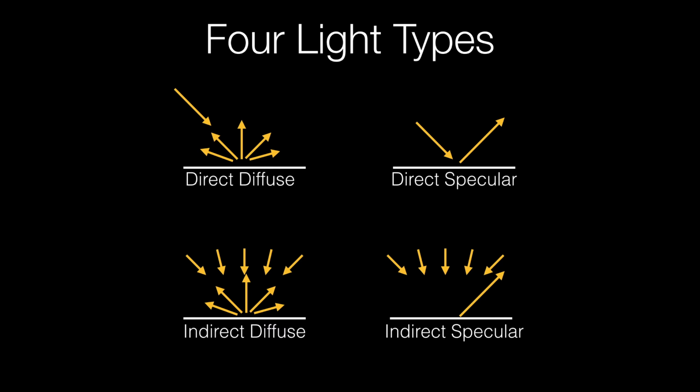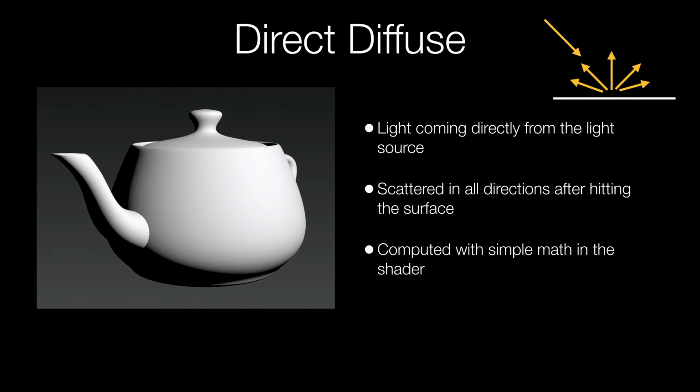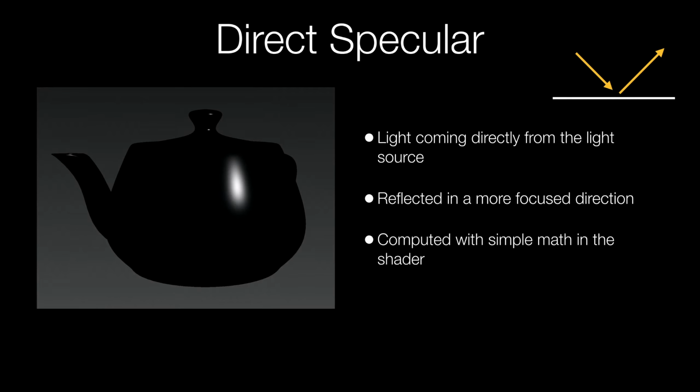Let's take a look at some example images. This is what direct diffuse looks like. It's the most simple light type that the engine calculates. Notice that the lighting is very broad across the surface and that the areas facing away from the direct light source are not lit at all. Here's an example of direct specular. While it's slightly more expensive to compute than diffuse, comparatively speaking, it's also very cheap. Notice that the lighting is very tightly focused. It's basically a reflection of the light source shining on the surface.